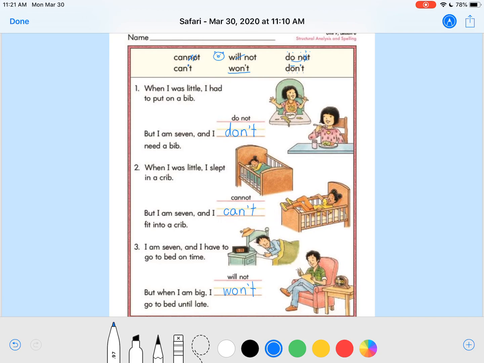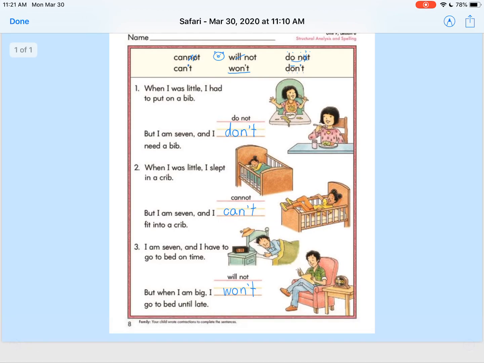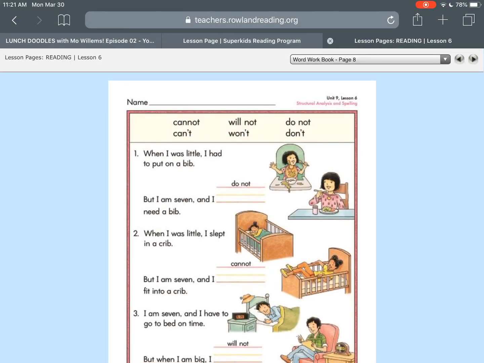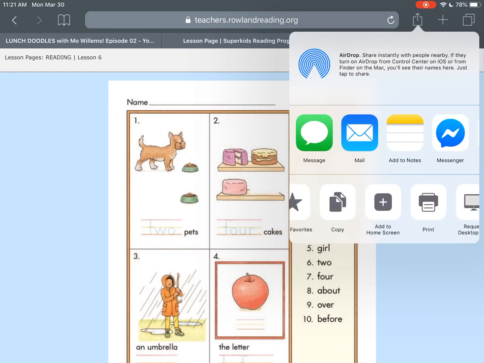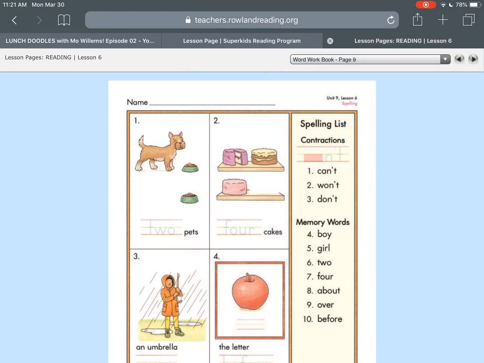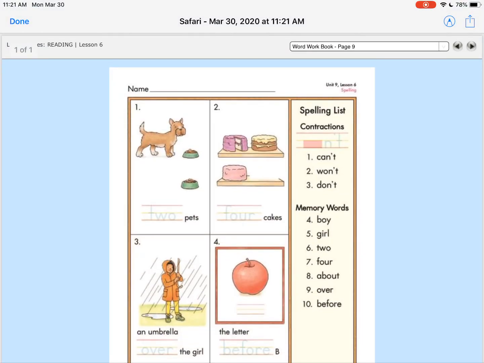Now, we're going to turn the page. I'm going to see how easy it is for me to get out of this. I'm going to say done. I'm going to delete it. I'm going to turn the page. And now we've got it where I can do my markings.